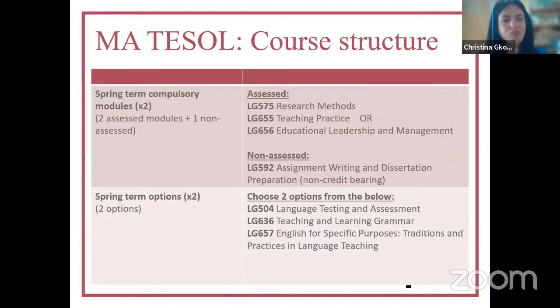The non-assessed compulsory module in the spring term is again assignment writing and dissertation preparation. I said before that this module runs throughout the year, but not every week. So you have some sessions here and there, and they are intended to focus on different aspects of your academic writing. And then in terms of spring term options, in this case, you need to, again, choose 2 optional modules. I have included a list of modules here. And again, I chose these ones because they tend to be very popular. But as I said before, with respect to the autumn term, the list can be longer.